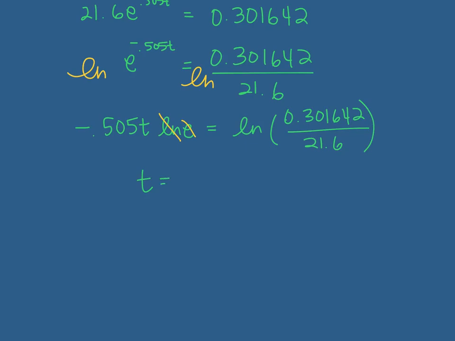So how do I get time alone? Divide by negative 0.505. All right, so it's ln of 0.301642 divided by 21.6, close the parentheses, divide that by negative 0.505. Okay, now you can finally type that into your calculator. And that should tell you the year when Dallas first reached 1 million people.